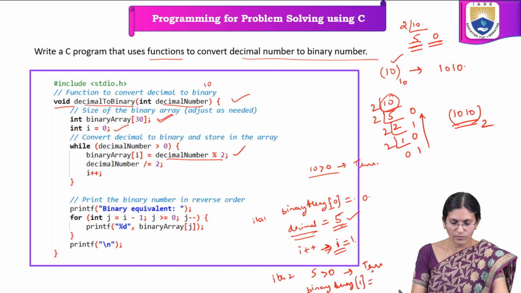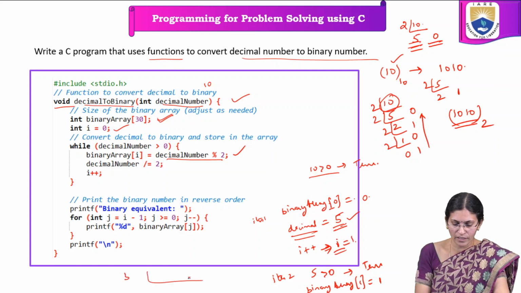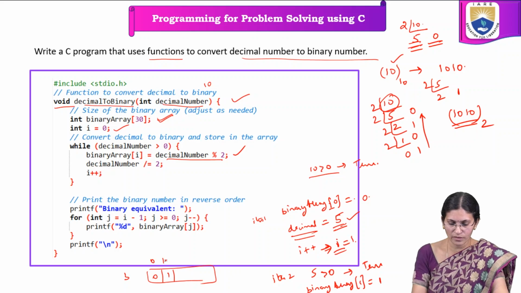Binary array of 1 is equal to, again this number divided by 2. 2 twos are 4, and 1 is the remainder. So that remainder is stored in this array. So you have a binary array where at the 0th place you have 0 and at the first place you have 1, so 0 1. And then the i value is incremented by 1, so now i is equal to 2.